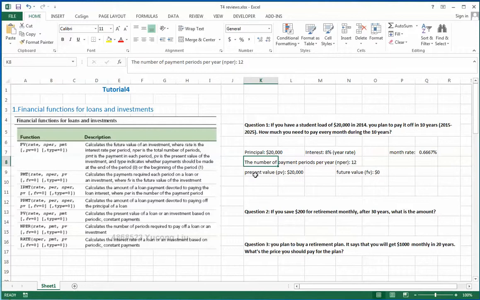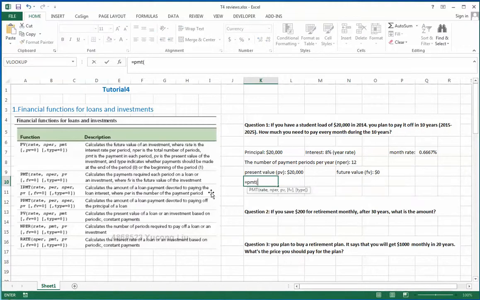And the present value and the future value, like PV and FV. Present value means you get 20,000 today. Future value means at the end of 10 years, you pay off the loan. Okay, let's return to this question. How much do you need to pay every month? Then we can use the payment function, PMT.